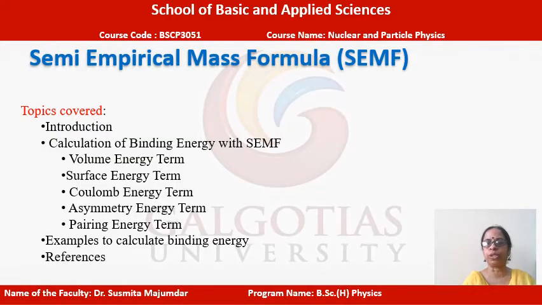Welcome to the course Nuclear and Particle Physics. Course code BSCP3051, program name BSc Honors Physics. Our topic of discussion is semi-empirical mass formula.